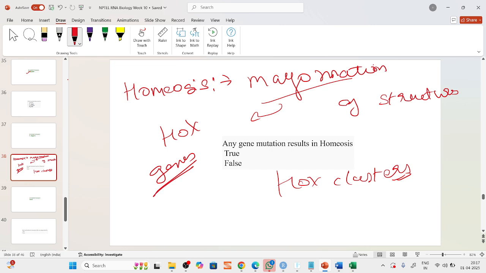Mutation in other types of genes may lead to different effects such as metabolic disorders, cancers, or other genetic diseases, but it will not necessarily be homeosis. So it is not like mutation in other genes will not result in any kind of problems. No, they will also result in some problems, but those would not be homeosis. It can be some genetic diseases, some metabolic disorder, some cancerous conditions. But if we are talking specifically about homeosis, then homeosis occurs because of mutation in Hox genes.